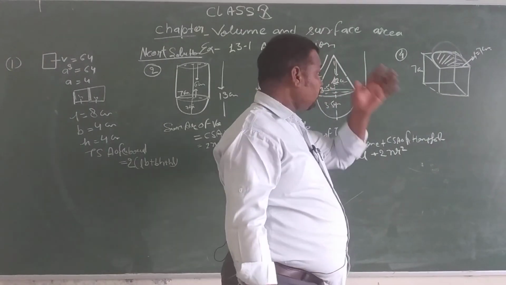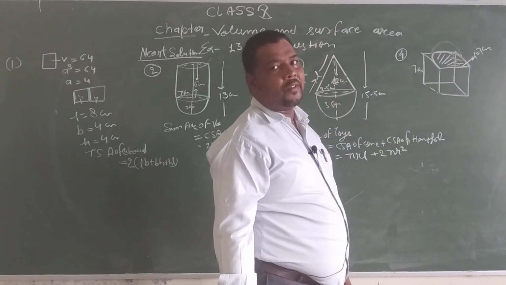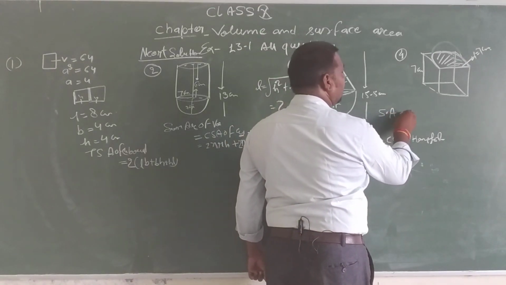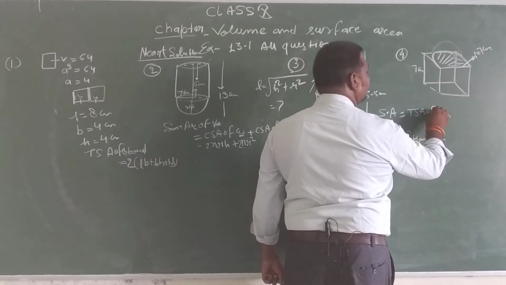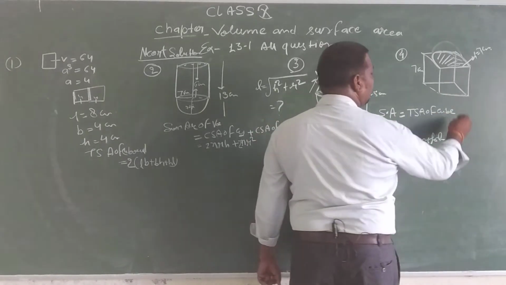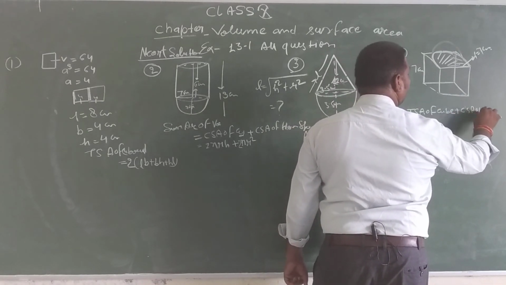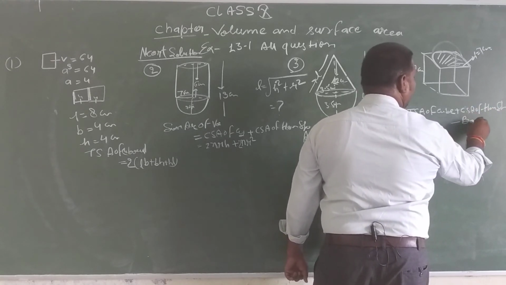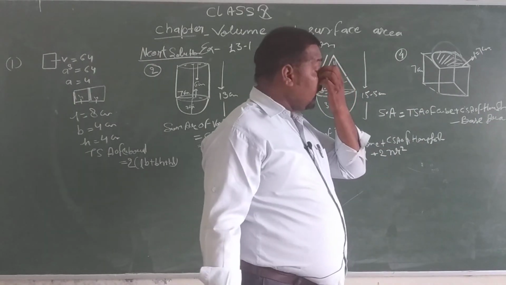Understood, students? Now how can you find the surface area of resulting figure? So surface area is equals to TSA of cube plus CSA of hemisphere and minus base area. What means of minus base area? Why we are applying there?